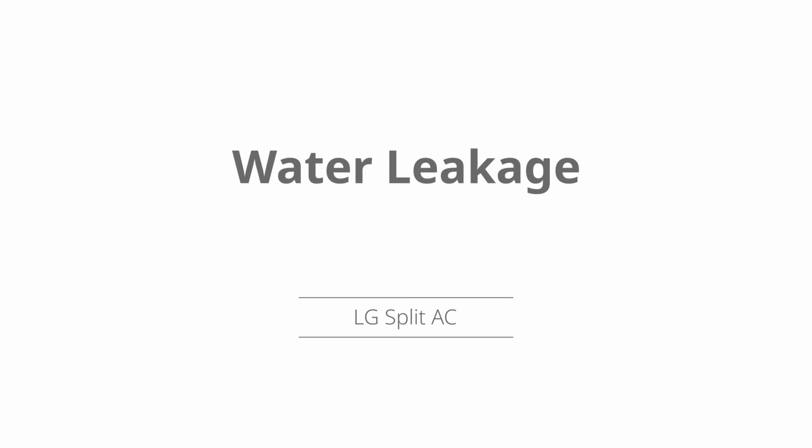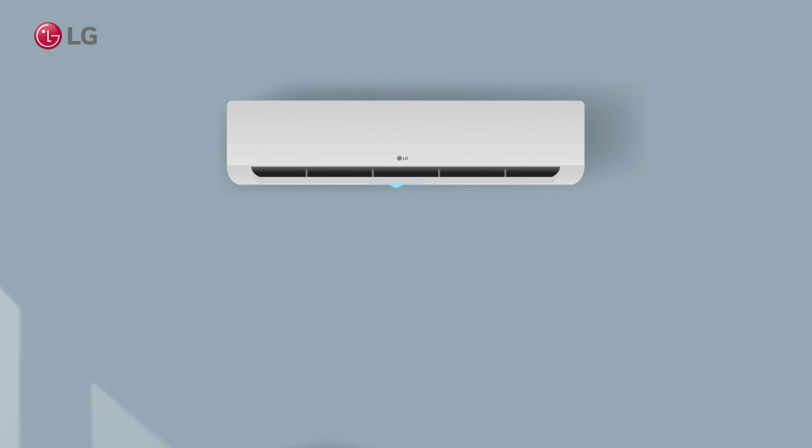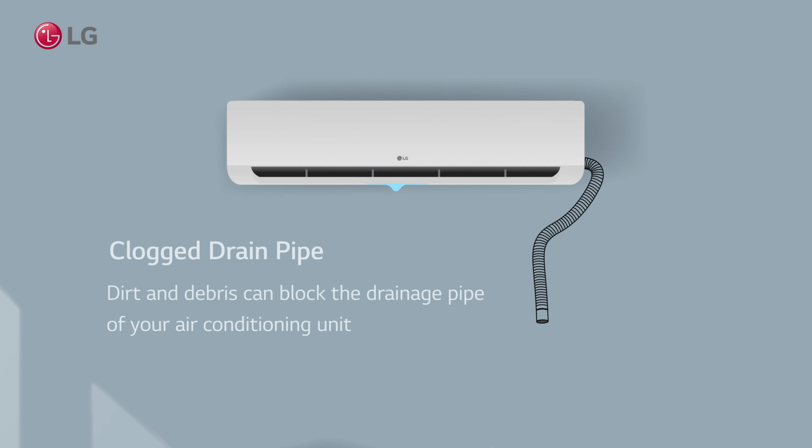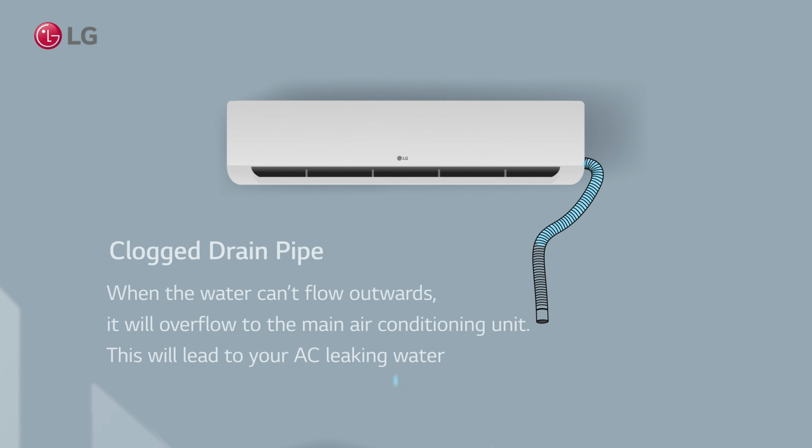Water leakage issue from LG split AC. Here are some common reasons for AC water leakage. The AC's drain pipe may be clogged. This prevents the water in the unit from flowing out naturally, causing a buildup and an eventual overflow to occur.